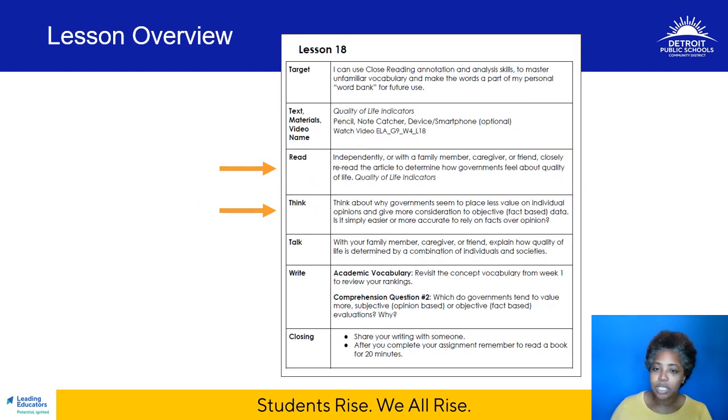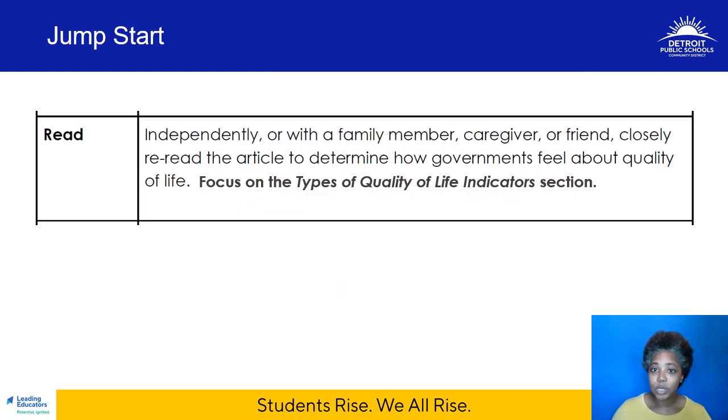Today we will continue our close reading of the text with a focus on how governments measure quality of life. Your discussion today will focus on how quality of life is determined by both individuals and societies. And you'll end by reviewing vocabulary words from the week and writing an answer to a comprehension question. Now that you have an idea of what to expect in our lesson today, let's get started.